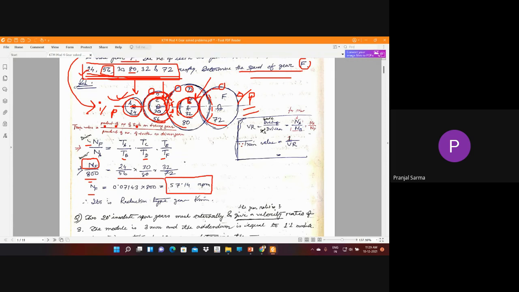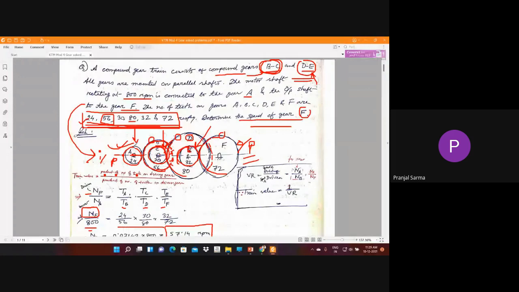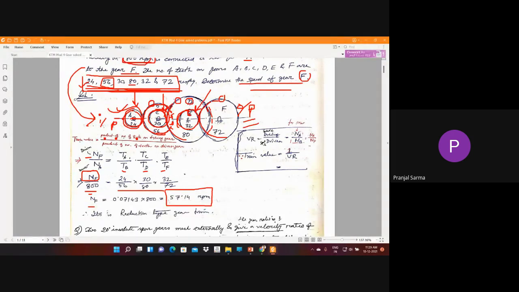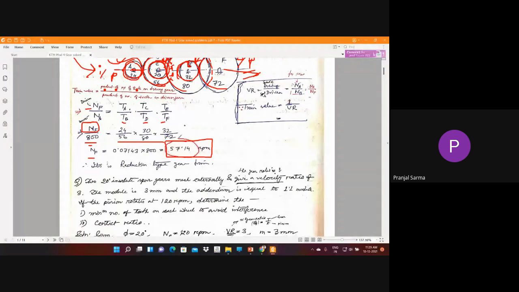So from there what we can say: initially, what was the speed of the driving gear, that is A? At A, we have 800 rpm. Now from 800 rpm, as the output we are getting around 57 rpm. So this is a reduction type gear train. The final output is obtained as a reduced value.